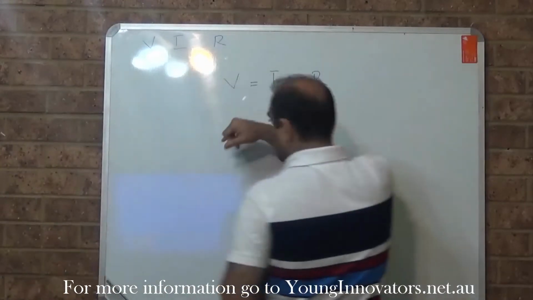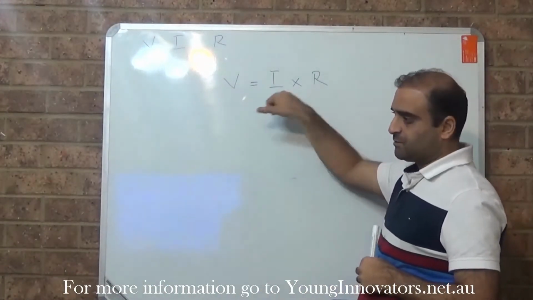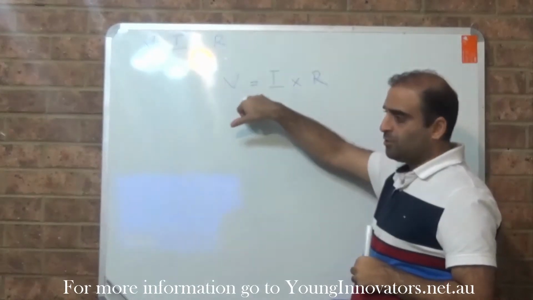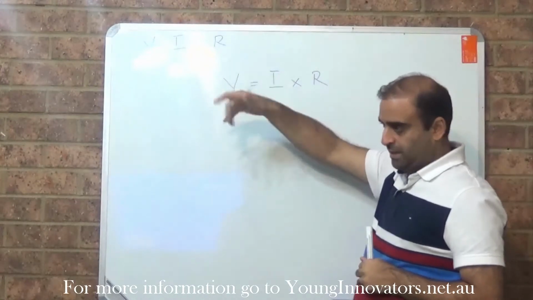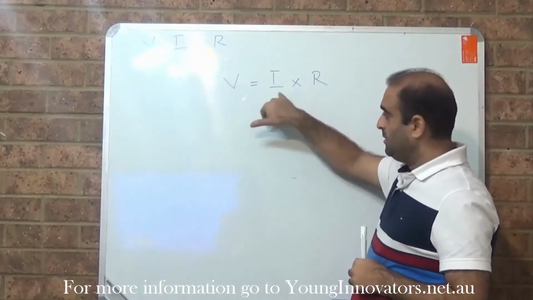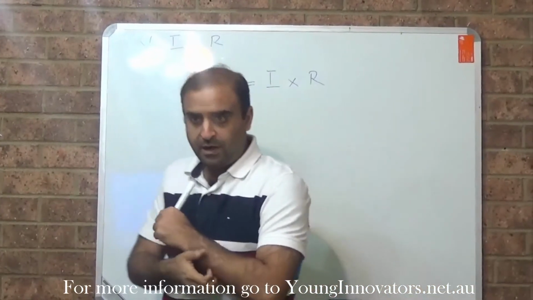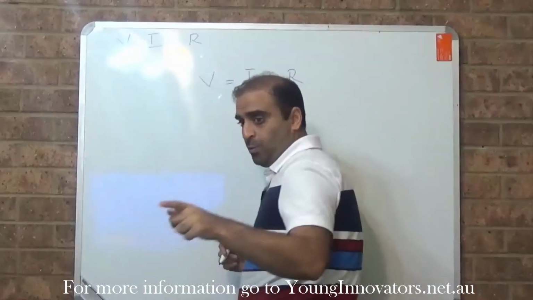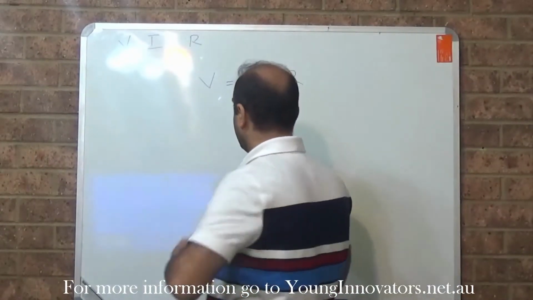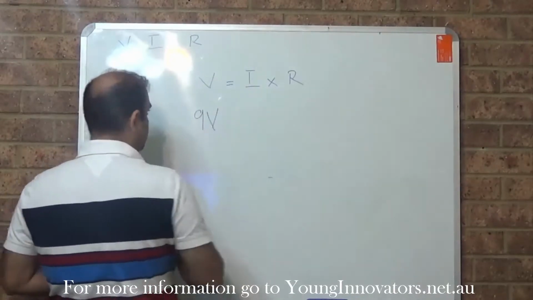In any mathematical equation that has three variables, how many do we need to know before we can find the value of the third one? Two. So we need to know two of them before we can find the third one. I'll give you a very simple example. The battery was 9 volts.